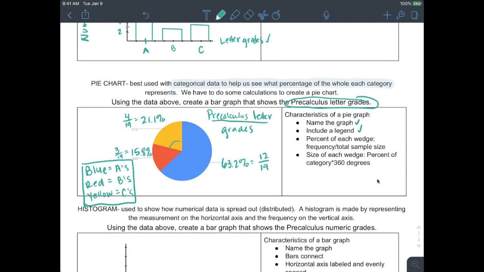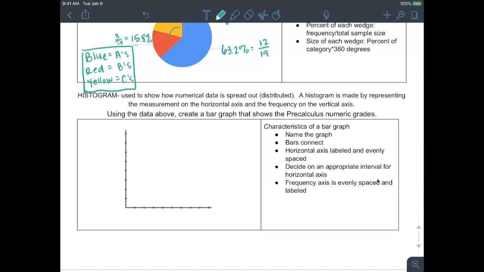Letter grades. Okay, and that's what we're doing here. Last graph, histogram, is our numerical data graph. And it helps me see how spread out the data is. So let's go ahead and start.